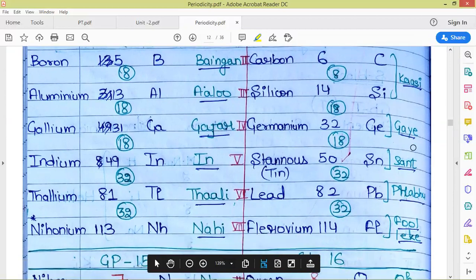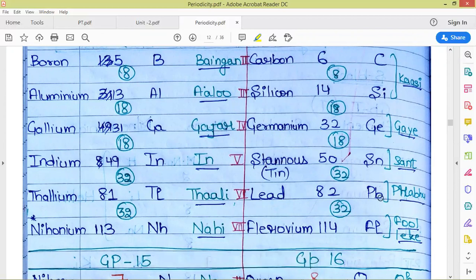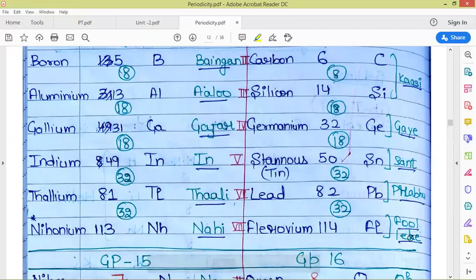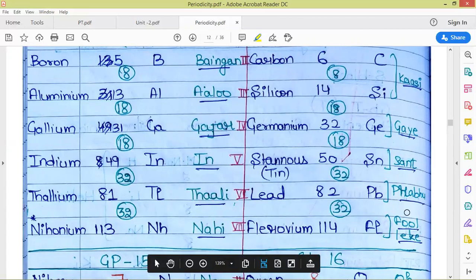So Kasi, Gaye: GE for Gaye, SN for Sant. SN is the symbol for stannum, that is tin. Lead has a symbol which is different from its name. The other name for lead is plumbum, for which the symbol is Pb. Kasi, Gaye, Sant, Prabhu, Phool Leke. So you can memorize it like this.